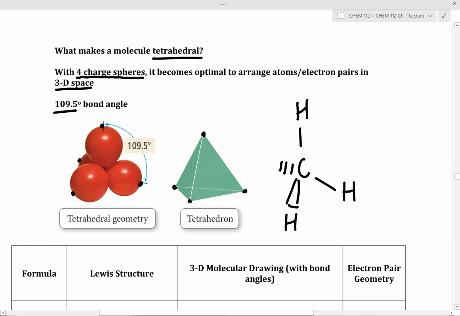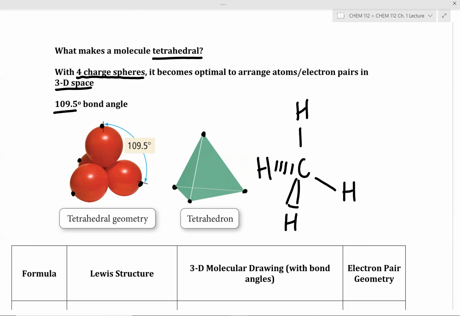You'll often see this dash wedge notation utilized when we discuss tetrahedral molecules because we're starting to appreciate the fact that these electron pair geometries adopt 3D shape. They're not just flat in the 2D plane. They have 3-dimensional shape. And that's going to be really critical when we start to discuss what's known as stereochemistry, or how atoms are arranged in space.